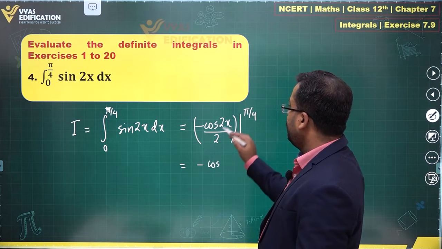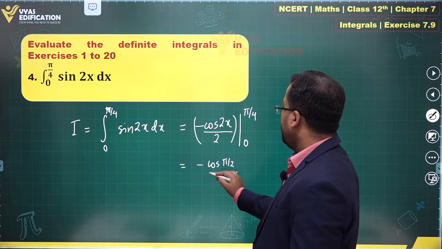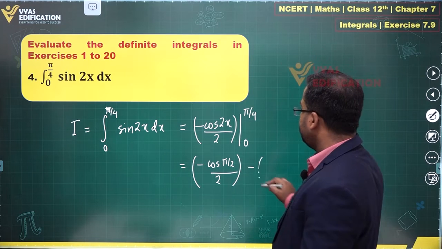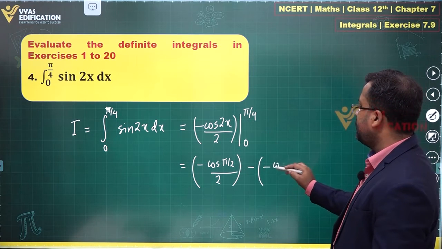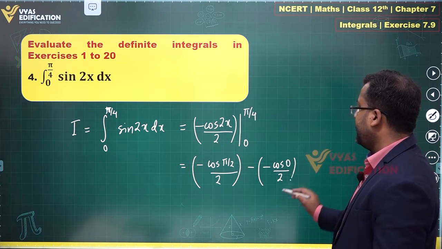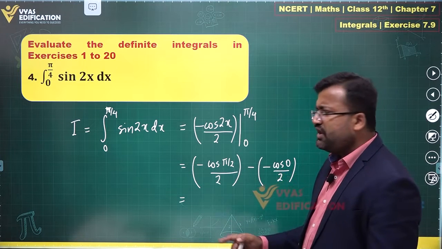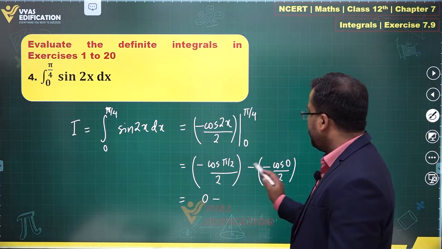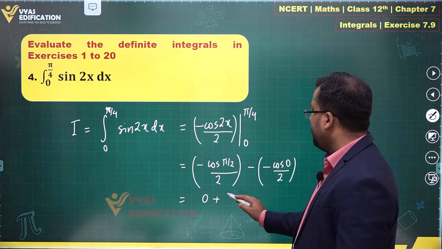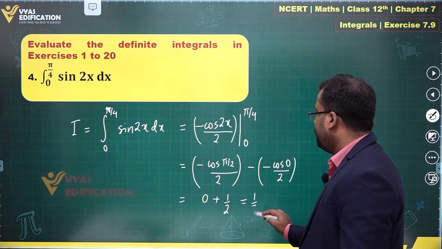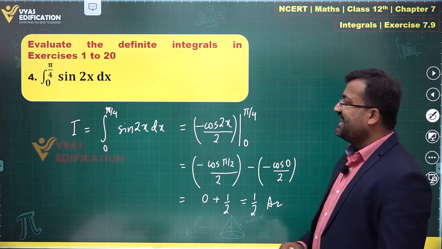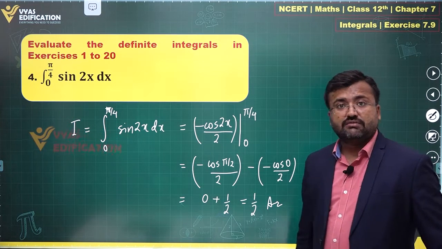Minus cos 2 pi by 4, which is pi by 2, upon 2. This is the first term. Minus, substitute the 0, minus cos 0 upon 2 is what I get. Cos pi by 2 is 0, so this is overall 0. Minus of minus becomes plus. Cos 0 is 1, so 1 by 2. Simple answer, 1 by 2. That's the correct answer for this fourth question.